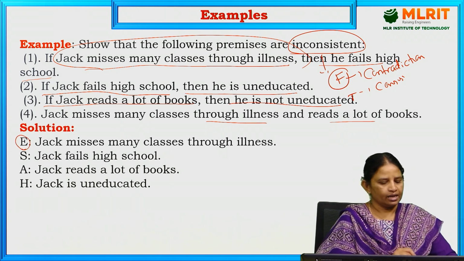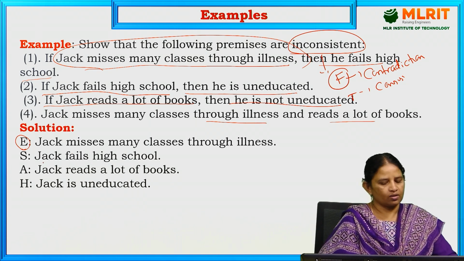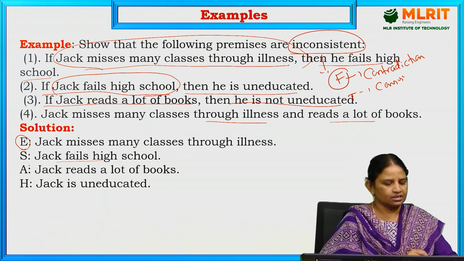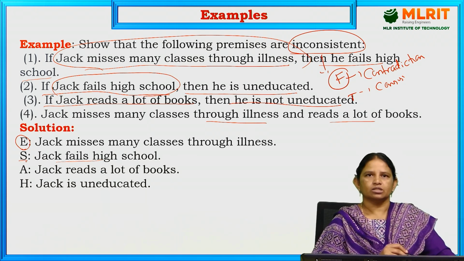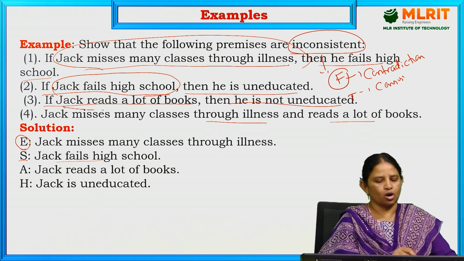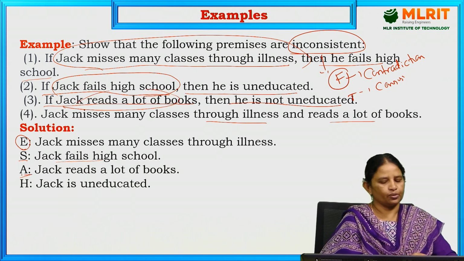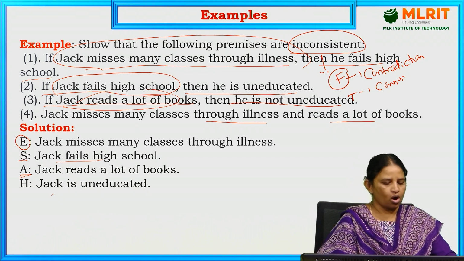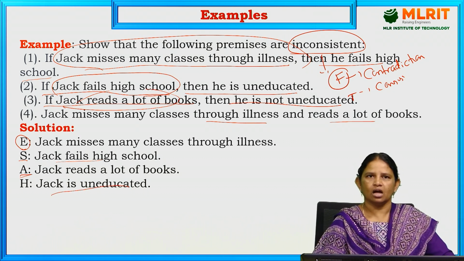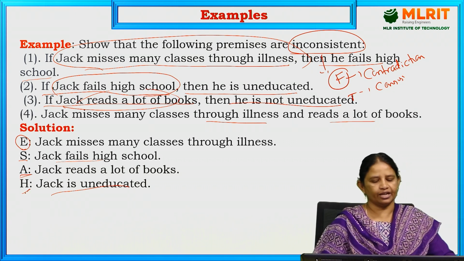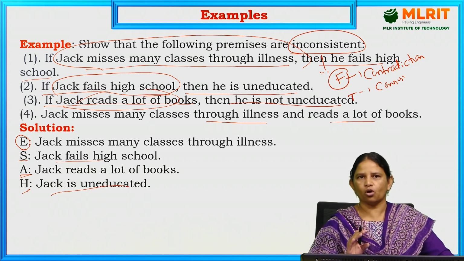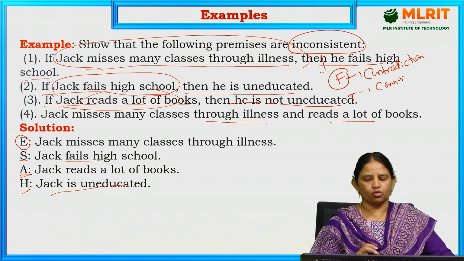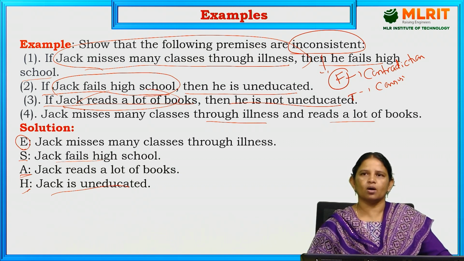Next, Jock fails high school. Take the common words. Jock fails high school will be considered as S. Next, Jock reads a lot of books can be denoted as A. Then Jock is uneducated. That is one more statement that can be considered as H. So there are 4 variables representing the above 4 statements. From these 4 variables we need to convert into the set of premises form.